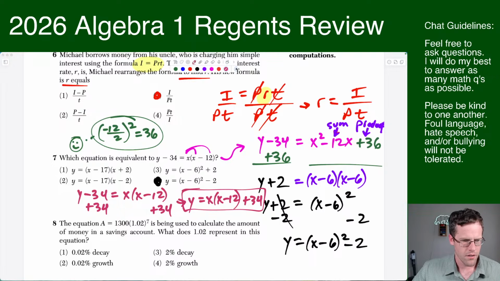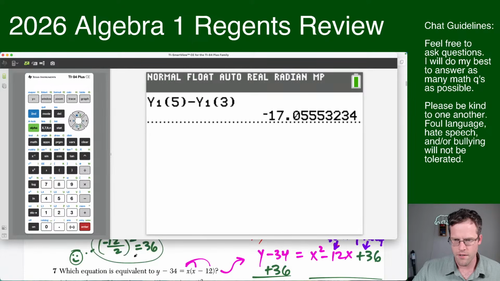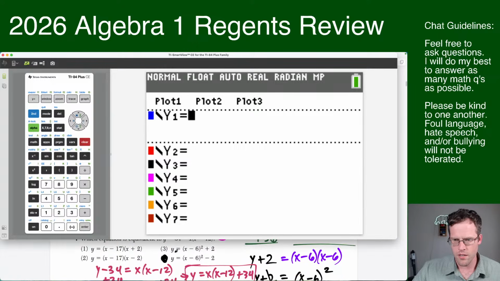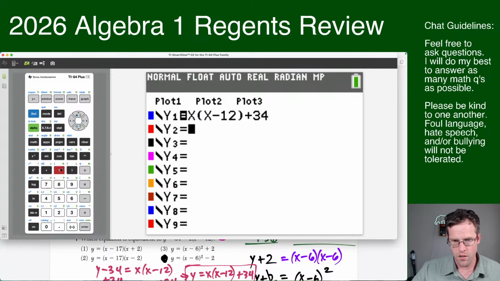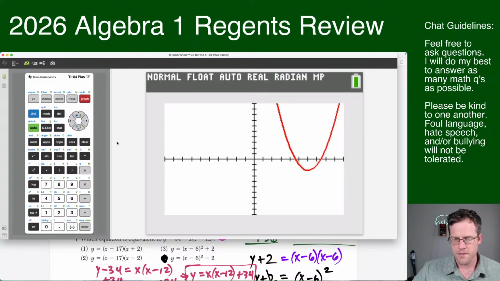And let's see. We solve for y. So I got y equals x times (x - 12) plus 34. And I'm claiming the answer is 4. So I write the other form here: (x - 6)² and then minus 2. And if I graph both, see how they overlap completely? So that's definitely the answer.